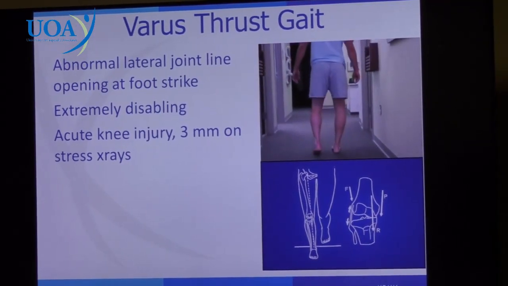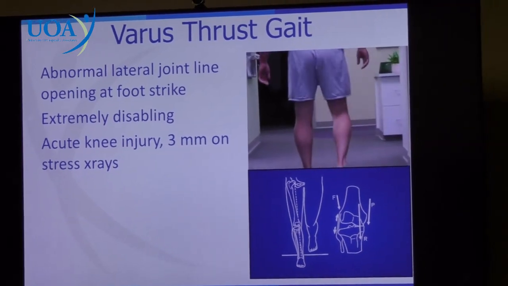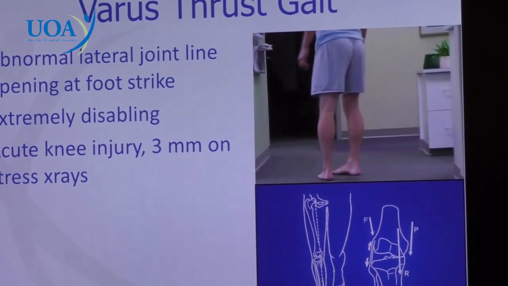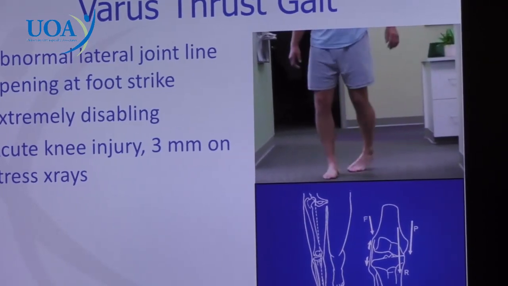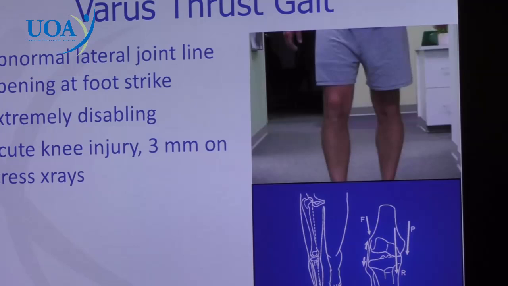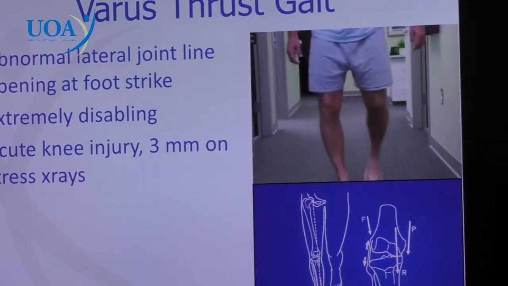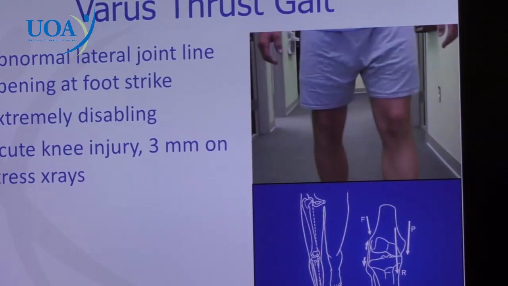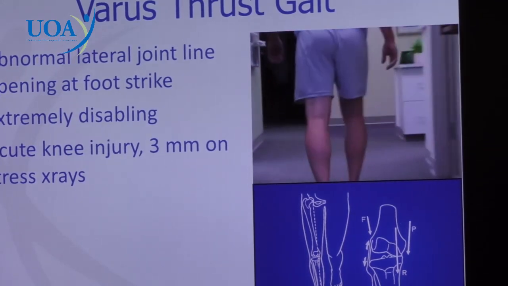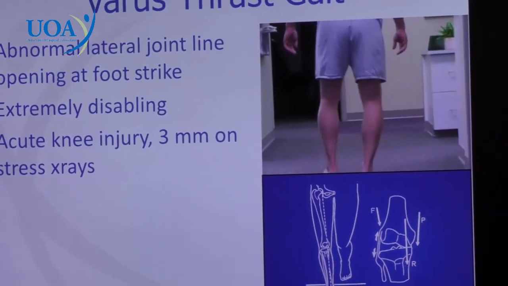Chronically, and this is something you may pick up, they can have a varus thrust gait. So if you see them walking and they have this pretty obvious kind of, it's subtle, but you'll see their lateral side open until their bony anatomy kicks in, and then they walk. And this is a very common thing for a chronic missed posterolateral corner injury, is they have that varus gait.